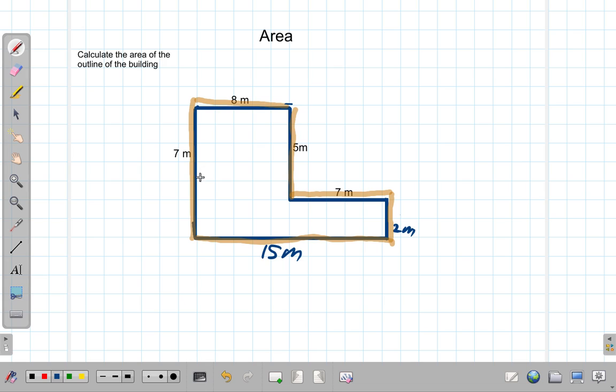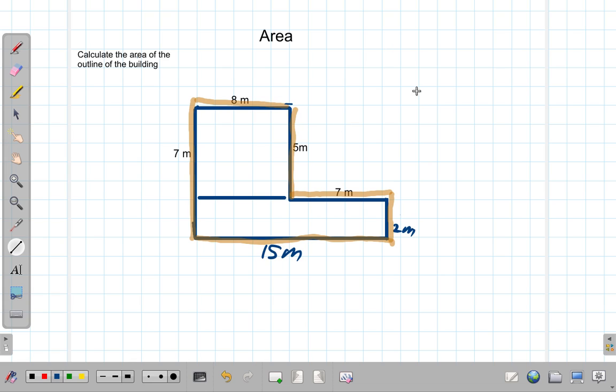Here you have a certain shape, looks like an L shape. However, we do not have a formula for calculating the area of an L shape. However, we do know a formula for calculating the area of a rectangle. So what we do is break this up into 2 rectangles. Let's cut it into 2 rectangles. Let's say we cut it along here.